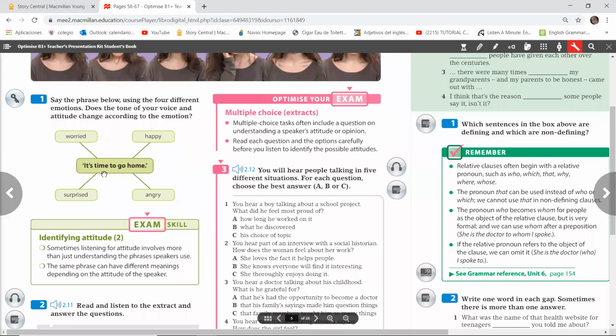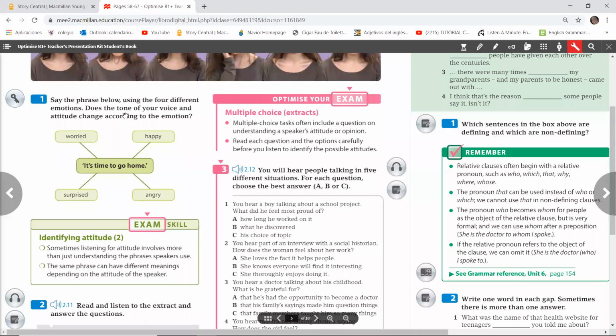For example, oh, it's time to go home, okay? I'm worried. If I'm happy, it's time to go home, good, okay? If I'm surprised, it's time to go home. Angry, oh, it's time to go home. Okay, then you have to be careful when you talk, okay, how you are going to show your emotions, okay? It's very important that you use the correct tone of your voice, okay?